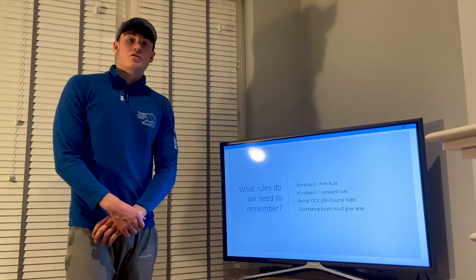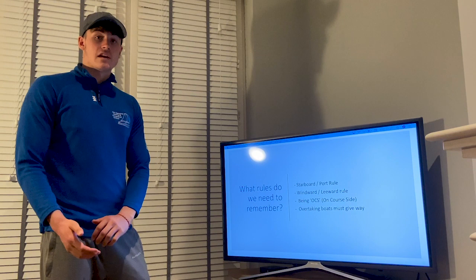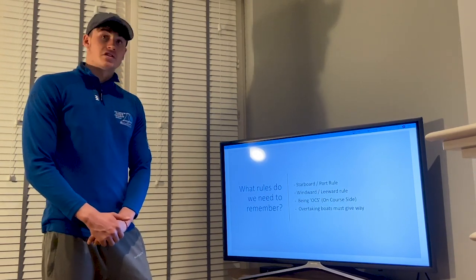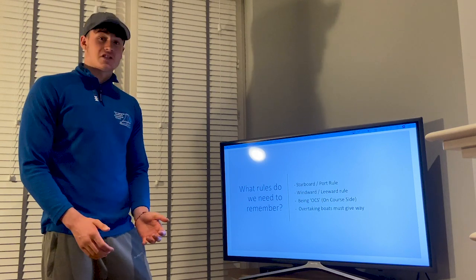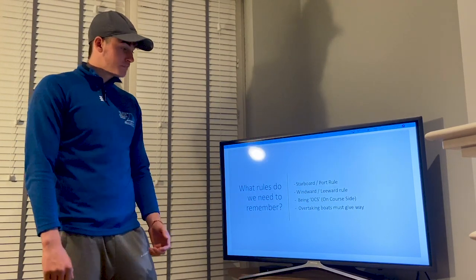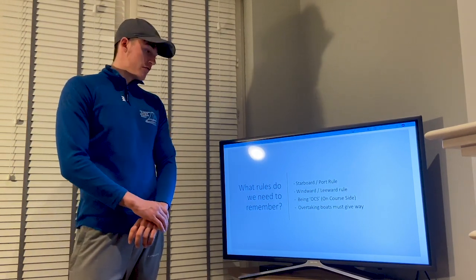So there are a number of rules we need to remember when we're racing. There'll be a video made shortly about IRPCS, which is preventing collisions, but this is just a basic run through of what you'll need to know for racing. So your starboard and port rule. A boat sailing on starboard tack has right of way over a boat on port tack.